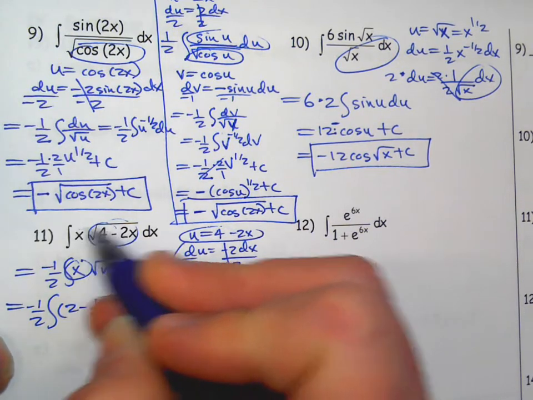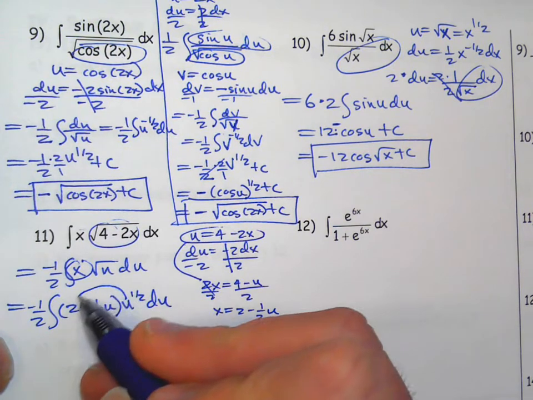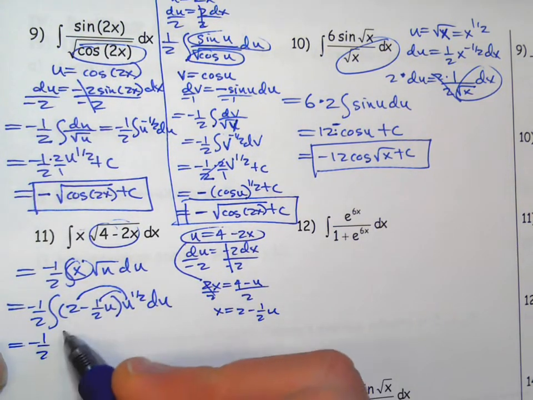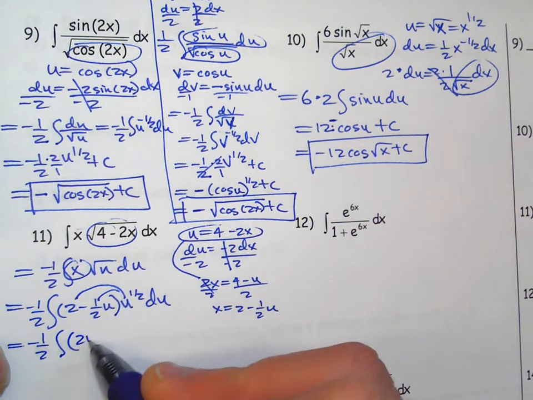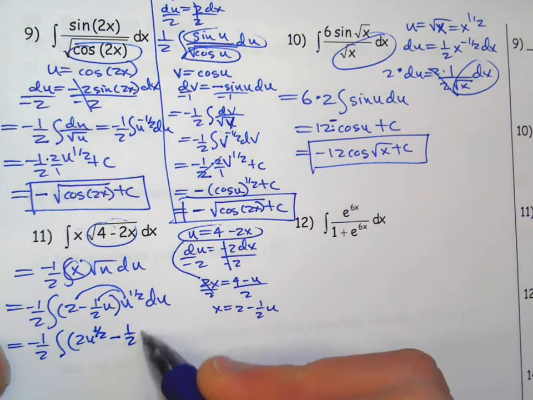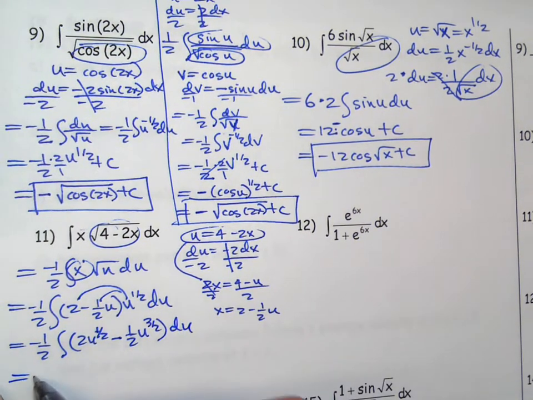Now, I couldn't distribute this in here before. I can't break up square roots, but I can distribute a monomial into a polynomial that doesn't have any exponent. So I'm going to rewrite it. And it's going to be 2u to the 1/2 minus 1/2 u to the 3/2. And now we can integrate.